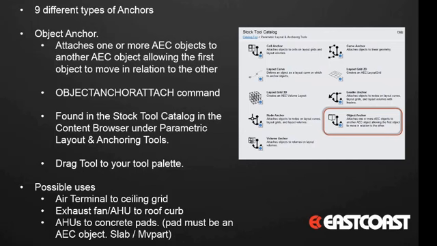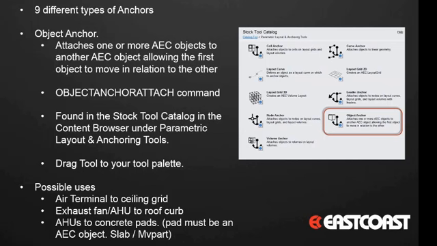I just spoke about anchoring an air terminal to a ceiling grid. Another use would be anchoring an exhaust fan or an air handling unit to a roof curb. You move the curb, the piece of equipment will move with it. Now, one thing to realize and understand about that is these anchors only work with AEC objects. So if your roof curb is a 3D solid, it's not going to work. It has to be an MV part or an MV block in order for the fan or air handling unit to anchor to it. You can anchor an air handling unit to a concrete pad.